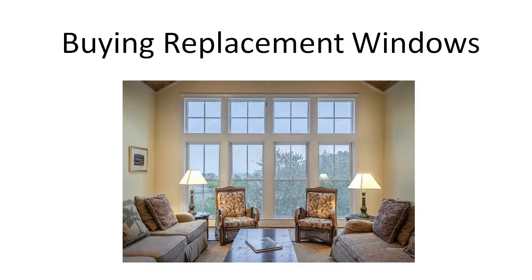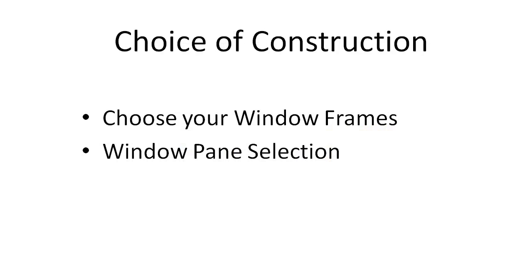In this video, we'll discuss buying replacement windows. Now, when purchasing new windows, you have a choice of construction. First, you must choose your window frames. There are several choices available when selecting new frames. They come in wood, aluminum, fiberglass, and vinyl.